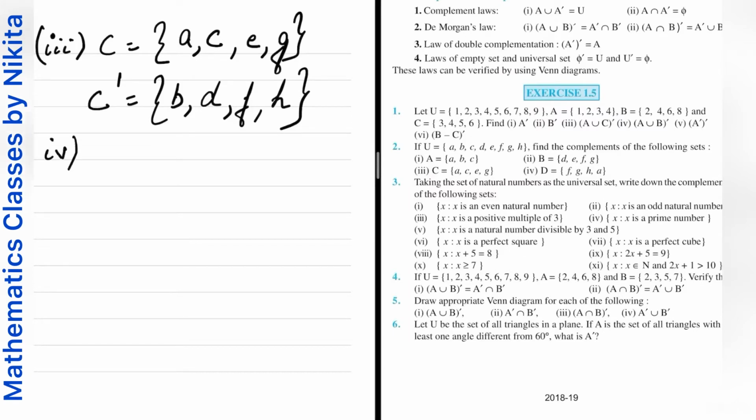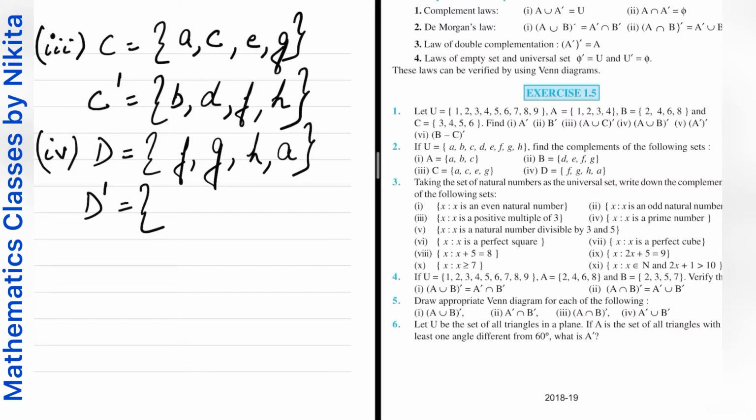Next we have fourth part, D is given to be F, G, H, and A. So D complement. Start with the universal set elements and look, if it is there in D, don't write. If it is not there in D, then you have to write. So A is there, then B, B is not there, so I will write B. C is not there, so I will write C. D is not there, so I will write. Then E is not there, so I will write. Then F is there, G is there, H is there. So this is your D complement.